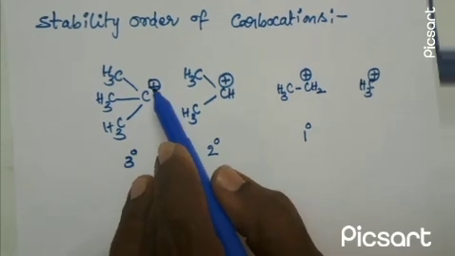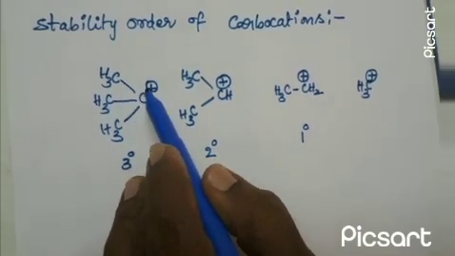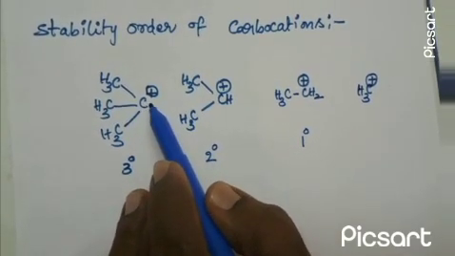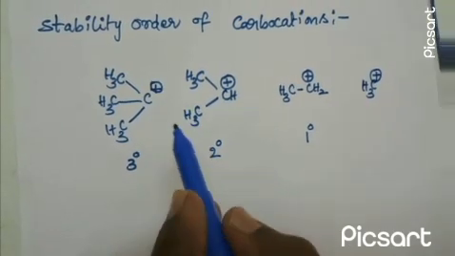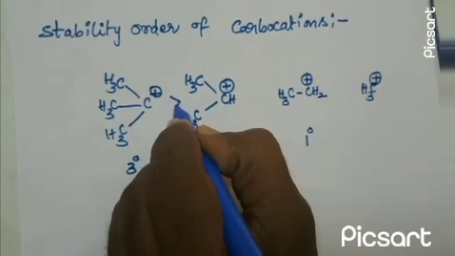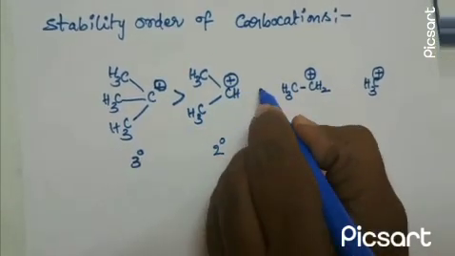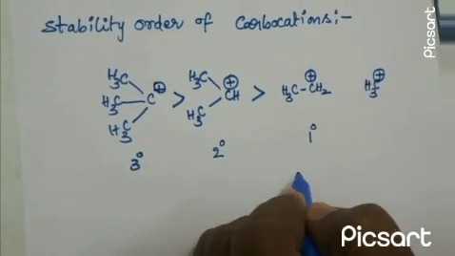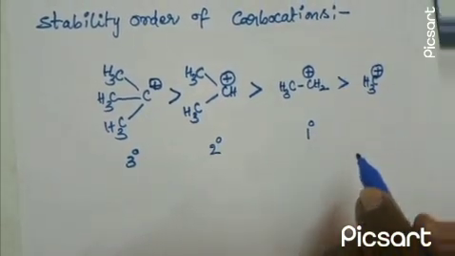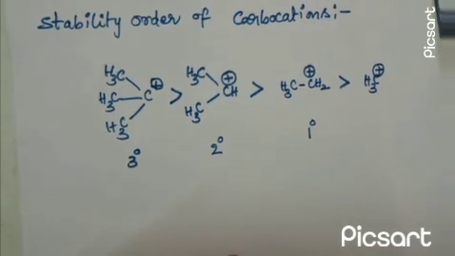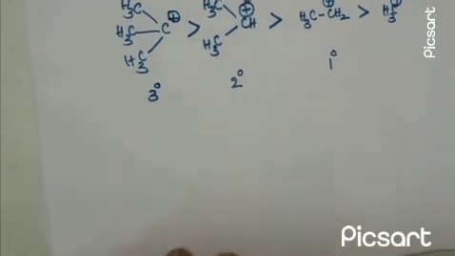Why? What is the reason? As I already said, the carbocation requires electrons, so as the number of donating groups increases, stability increases. So the tertiary carbocation is more stable than the secondary carbocation, the secondary carbocation is more stable than the primary carbocation, and the primary carbocation is more stable than the methyl carbocation.